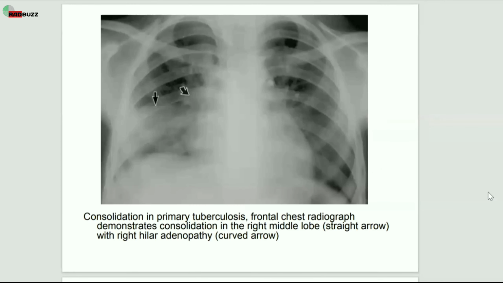Now, in cases of consolidation, this is a frontal chest radiograph. We can see a consolidation in the right middle lobe, and hilar lymphadenopathy could be like this bulky appearance of the hila. This can be an appearance of TB.